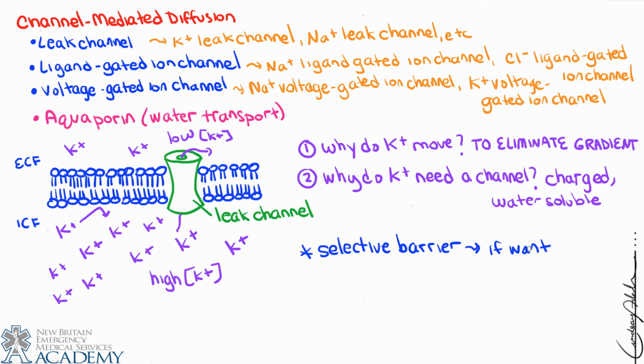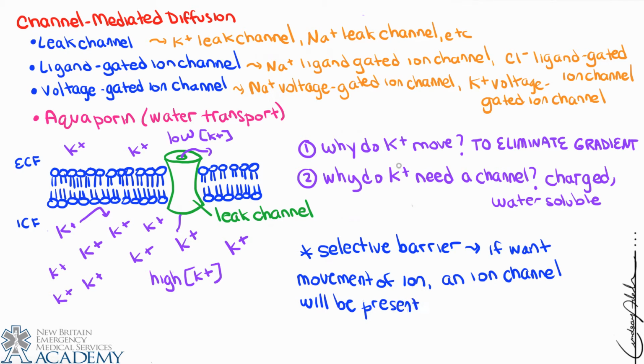And so what the body does is, if it wants a particular ion or a particular molecule to be able to move through the membrane of a particular cell, it will plant a channel in the membrane. So if there are no leak channels in the membrane, then there's no possibility for this potassium to move. But if the body wants this movement to be possible, it will manufacture the channel, and then it will stick the channel in the membrane, and then the stuff that is not able to move through the phospholipid bilayer suddenly can move through the membrane, which is kind of amazing.